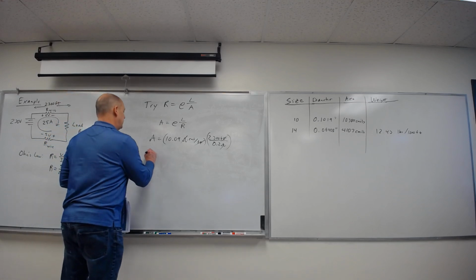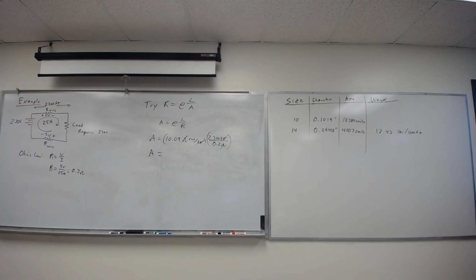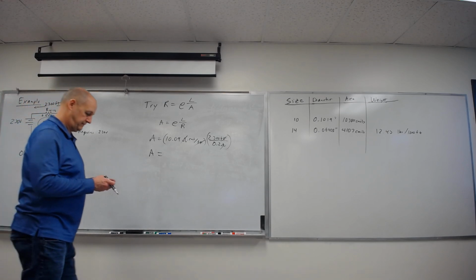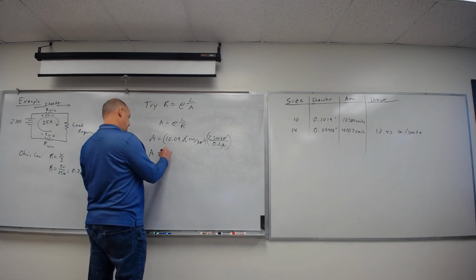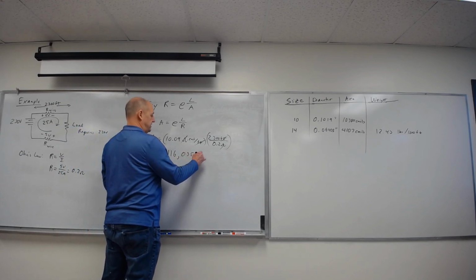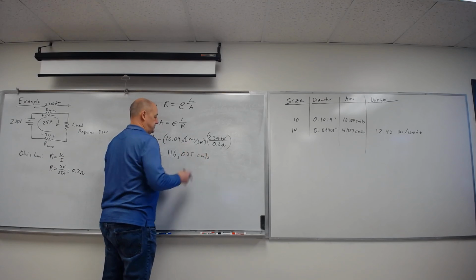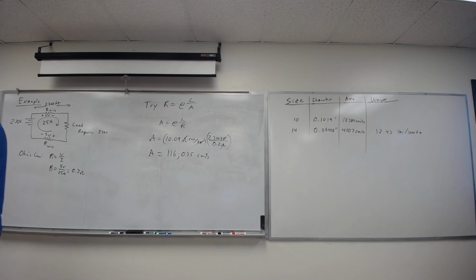All right, so area. 10.09 times 2,300 divided by 0.2 is 116,035 C mils. So I need something that has an area of 116,000 circular mils or more.